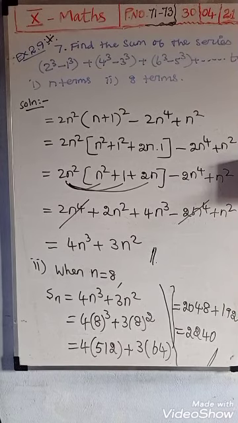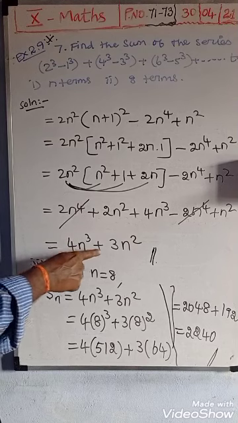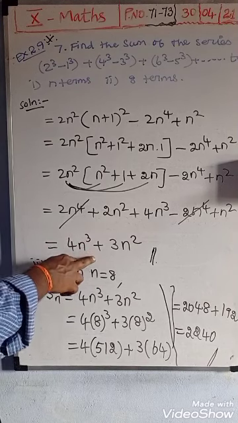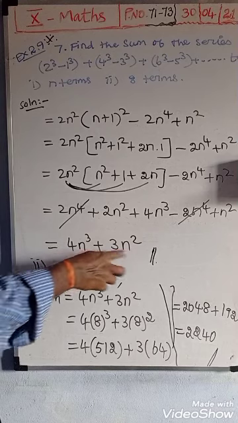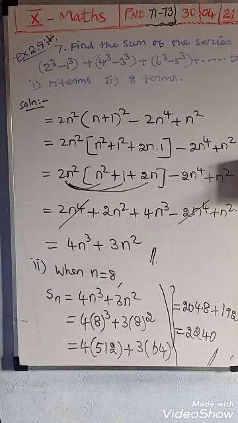Because we already found the sum of n terms, the sum of n terms is 4n cube plus 3n squared. So in this, instead of n, you substitute 8, and we will get the answer.